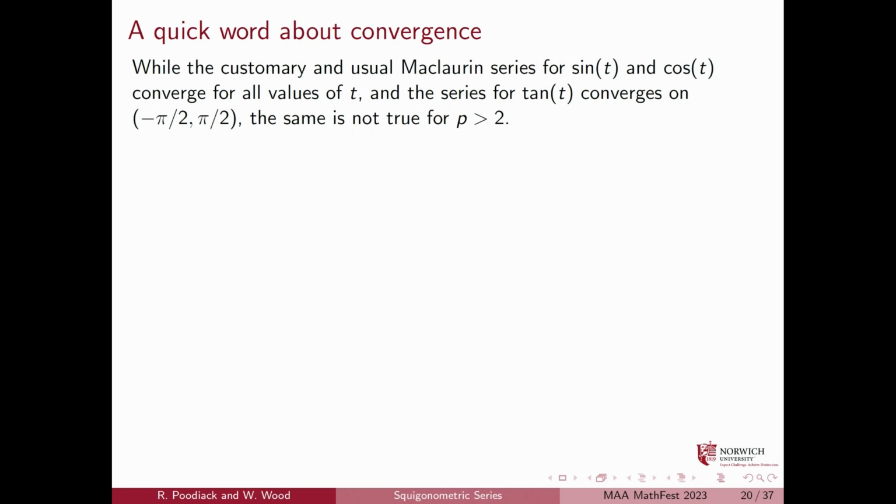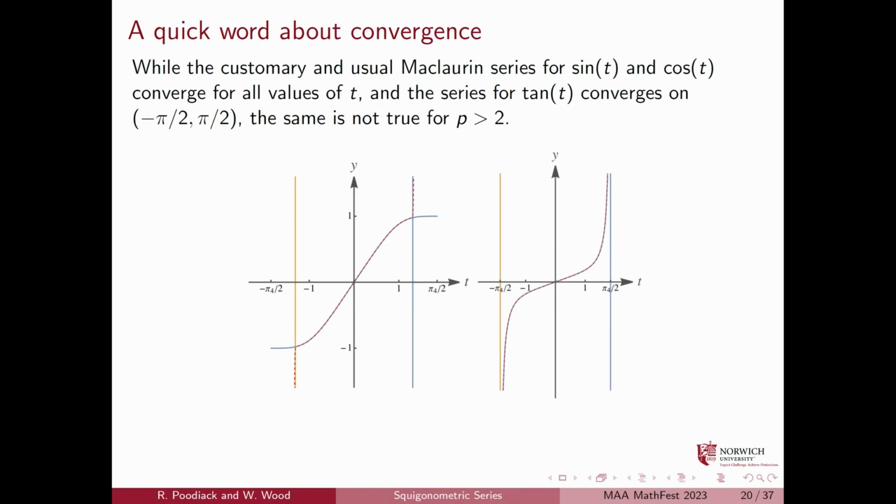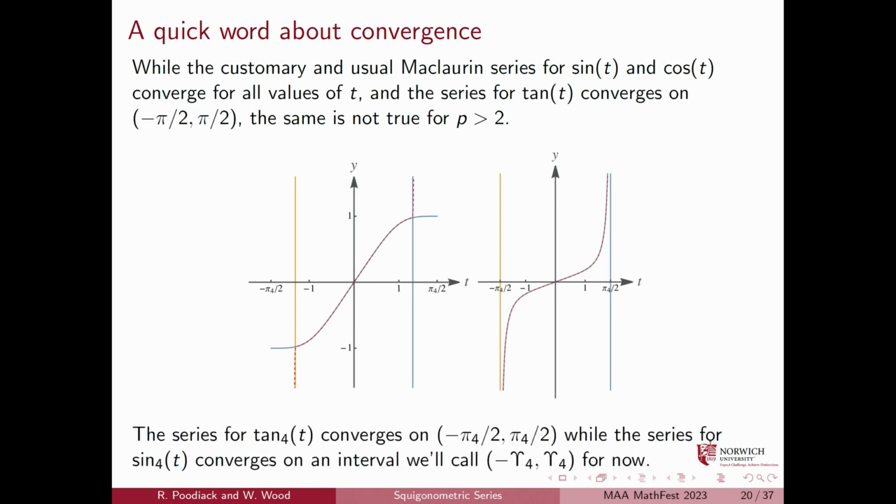All right, a quick word about convergence. While the customary Maclaurin series for sine of t and cosine of t converge for all values of t, and for tangent of t it converges between negative pi over 2 and pi over 2, the same is not quite true for p bigger than 2. So here for p equal to 4, on the left we have the graph of sine 4 of t, and it may be a little hard to see, but the red dash is, I believe, the degree 45 Maclaurin polynomial.